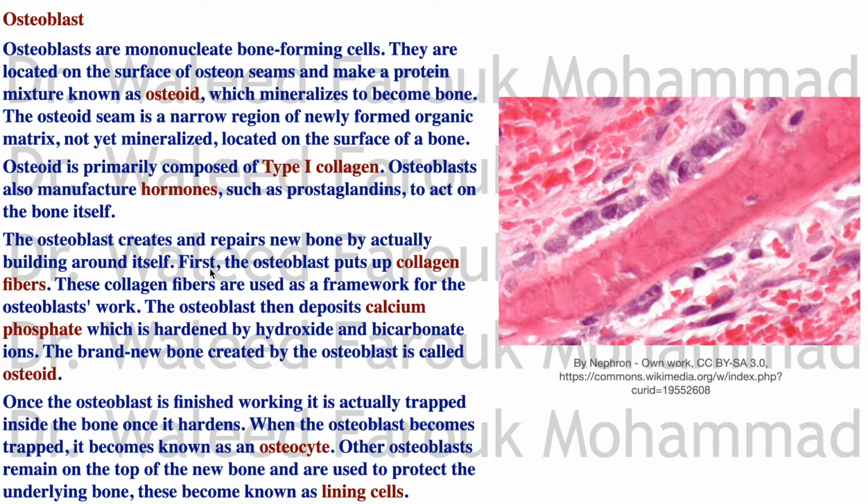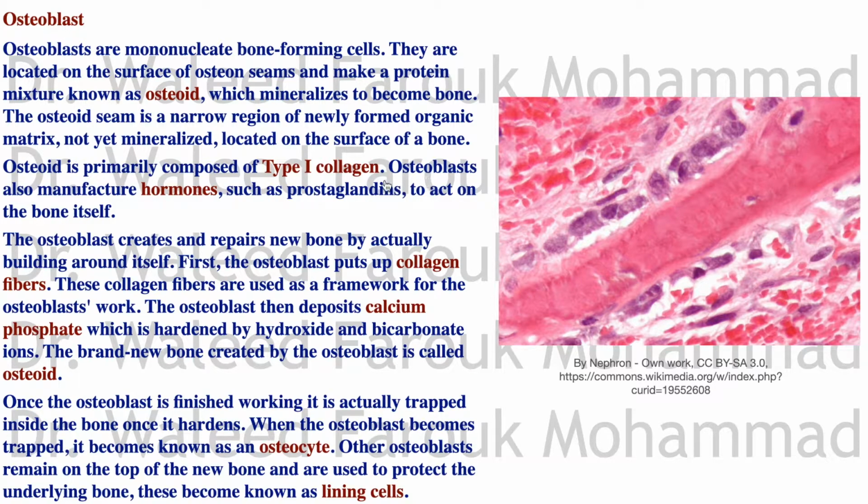Now, to discuss the cells individually, the osteoblasts are mononucleate. You can see here, these are osteoblasts, but the ones with spaces around are osteoblasts that became osteocytes, as you can see here. The osteoblasts are located in a protein mixture known as the osteoid, which mineralizes to become bone. The osteoid is primarily composed of type 1 collagen.